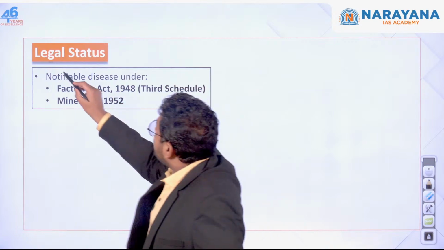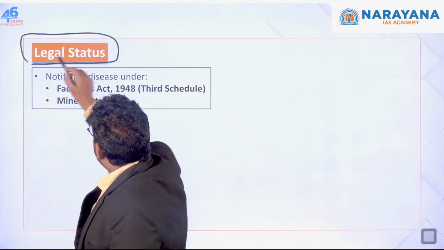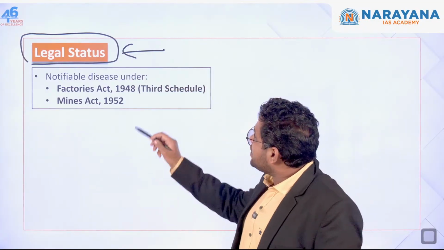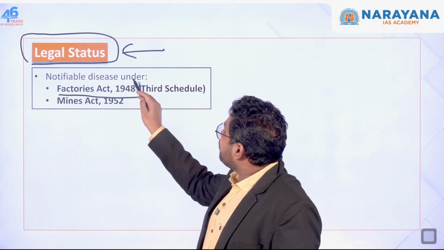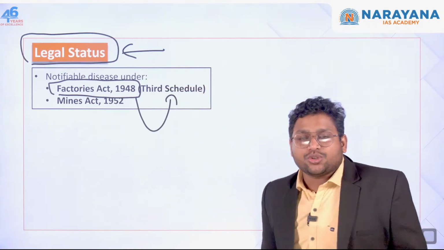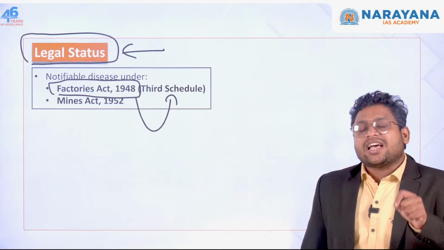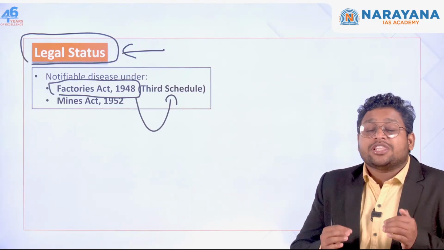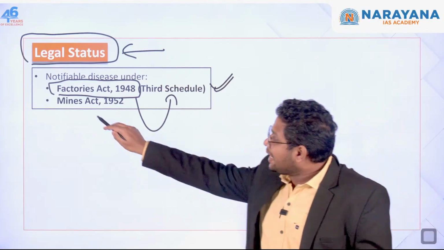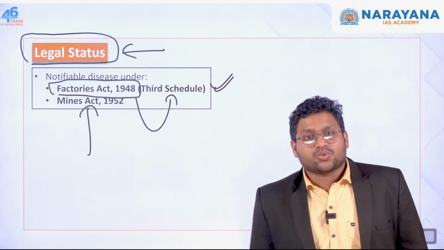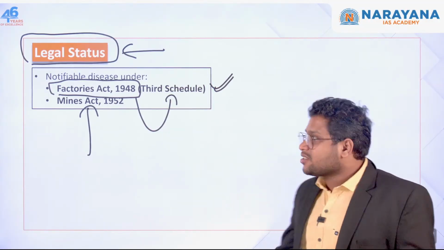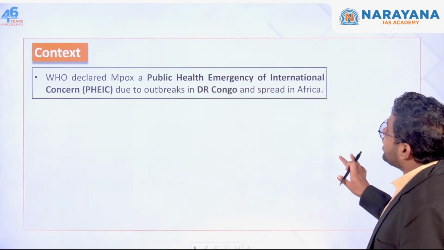Now, one more thing you need to know about silicosis specifically is it has got some legal status. So we have this act called the Factories Act 1948. In that Factories Act, they have the third schedule. In that schedule, silicosis has been mentioned or notified. Okay, so this you should remember. Even the Mines Act 1952 also mentions this particular disease. Okay, so this legal status part you must be aware of.